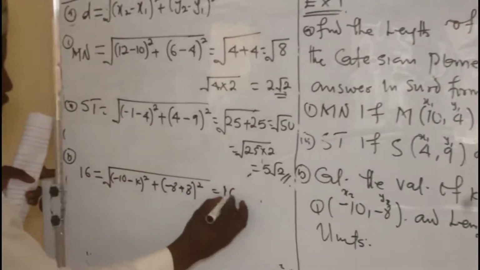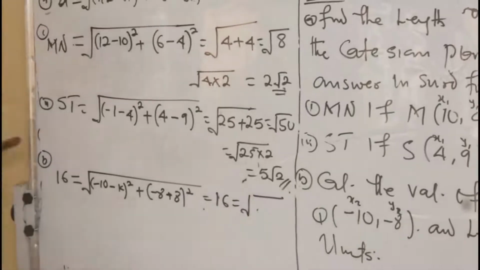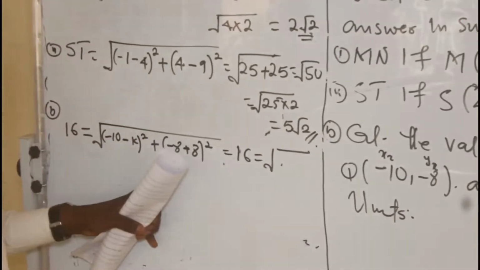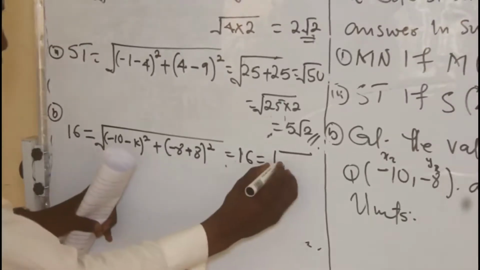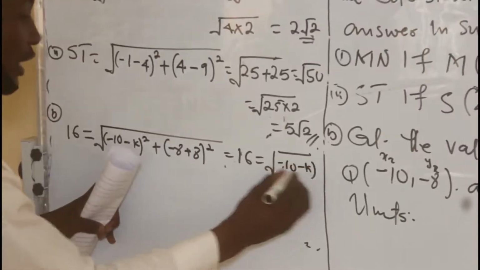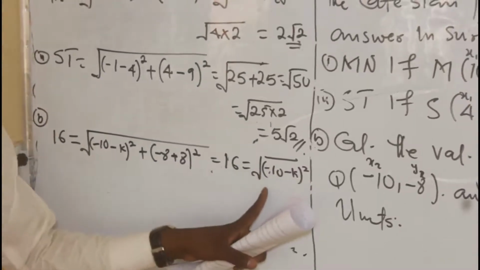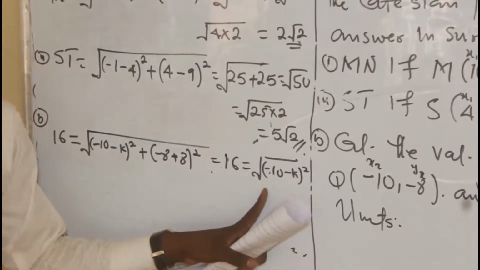This now is going to give us 16 is equal to root of what, class? Minus 8 plus 8 is what? 0. So what are you going to have left? Minus 10 minus k all squared. Mathematically, what are we going to do now to clear this square? This root, we can take the square of both sides.